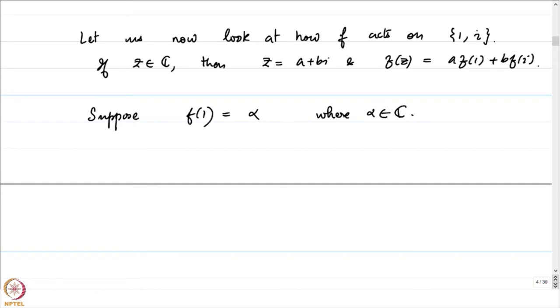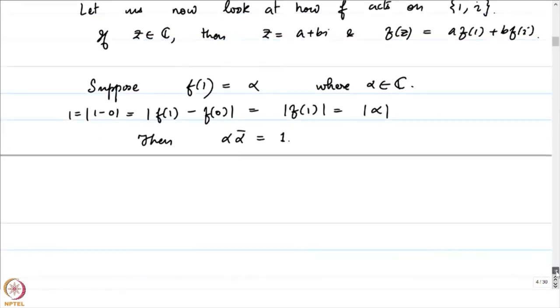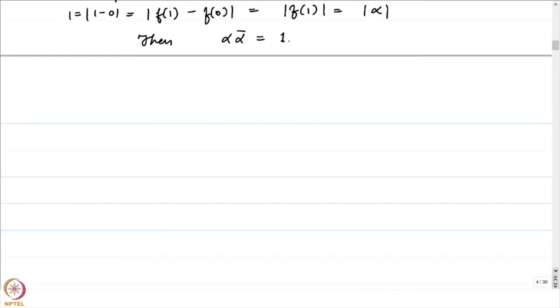What can we say about alpha from the fact that f is an isometry and that f fixes the origin? We know that the absolute value of f of 1 minus f of 0 is going to be equal to the absolute value of 1 minus 0, which is equal to 1. So this is going to be the absolute value of alpha. That means alpha has absolute value 1. And what can we say about complex numbers which have absolute value 1? Then alpha times alpha bar is going to be the absolute value of alpha squared, which is equal to 1, right? That's good.